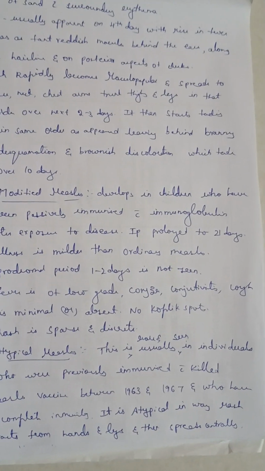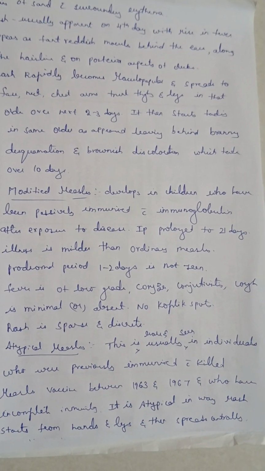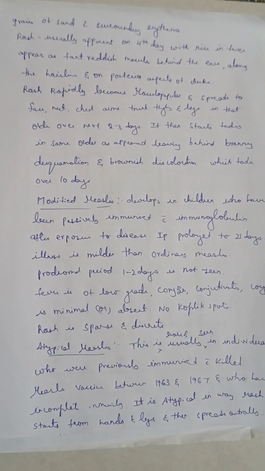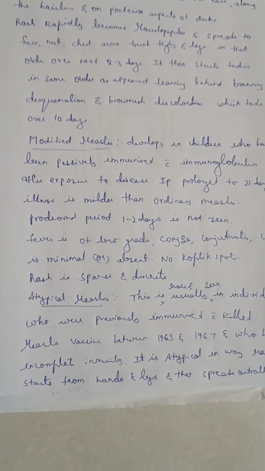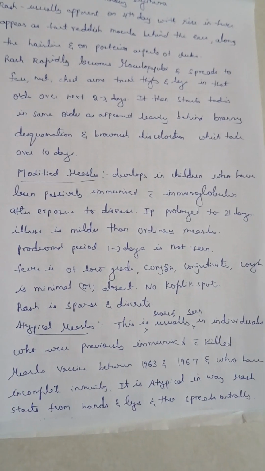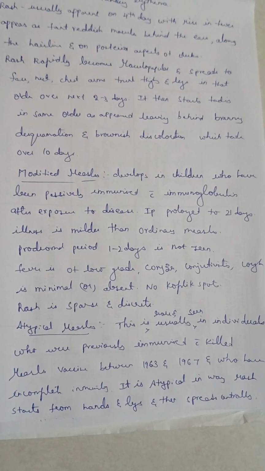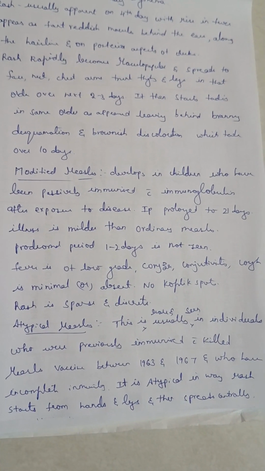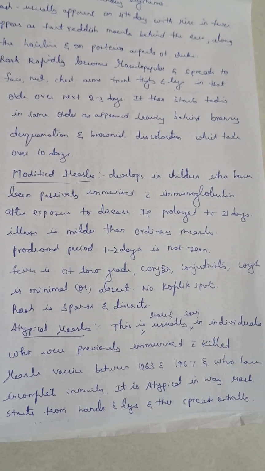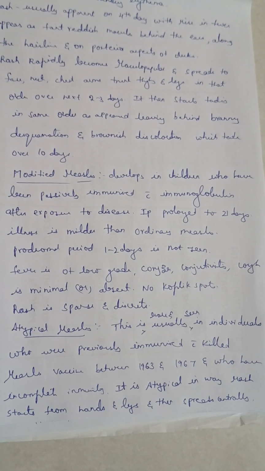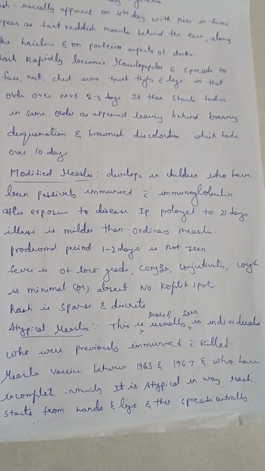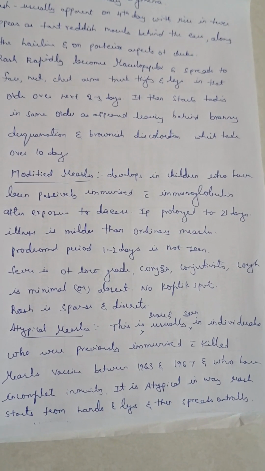Another term which we see is atypical measles. This is usually rare and is seen in individuals who were previously immunized with the killed measles vaccine. Usually the measles vaccine is a live attenuated vaccine, but people between 1963 and 1967 received the killed measles vaccine. So they developed this type of measles, atypical measles, in which the rash starts from the hands and legs. Usually what we saw is central to peripheral, but here the rash starts from the hands and legs and then spreads centrally.